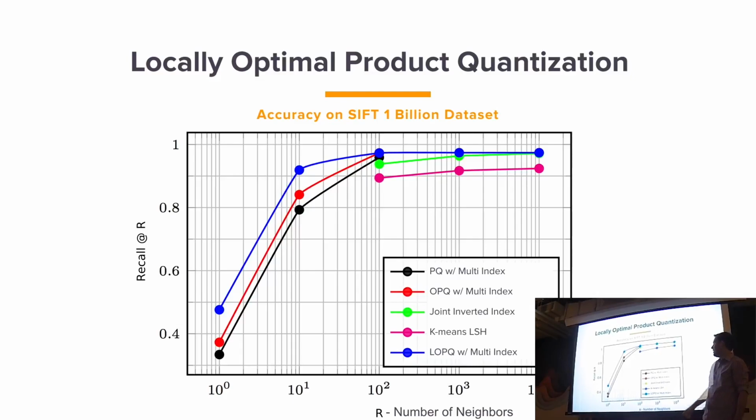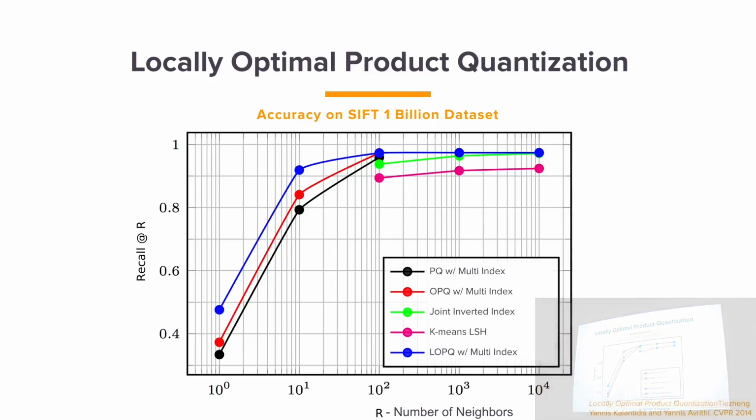Awesome. They compared it to optimal product quantization with the multi-index and product quantization with the multi-index. The green, the joint inverted index, is just the product quantization as the coarse quantizer, the paper we saw. And k-means LSH is the leading locality sensitive hashing technique that had the state-of-the-art before. So, fantastic, right? They're higher. It's the left. This was pretty exciting. So this is big scale, big data stuff, right?